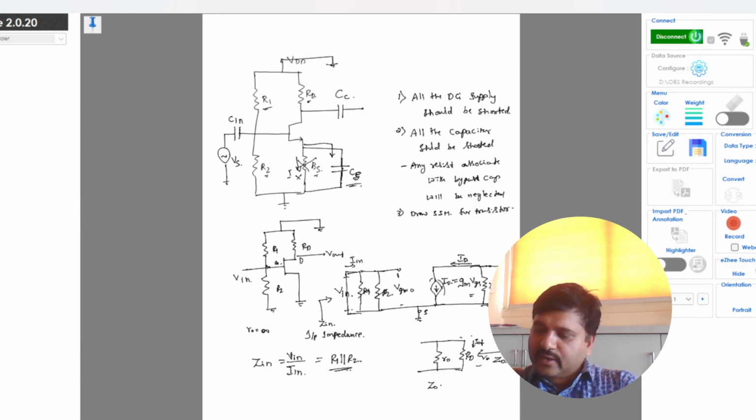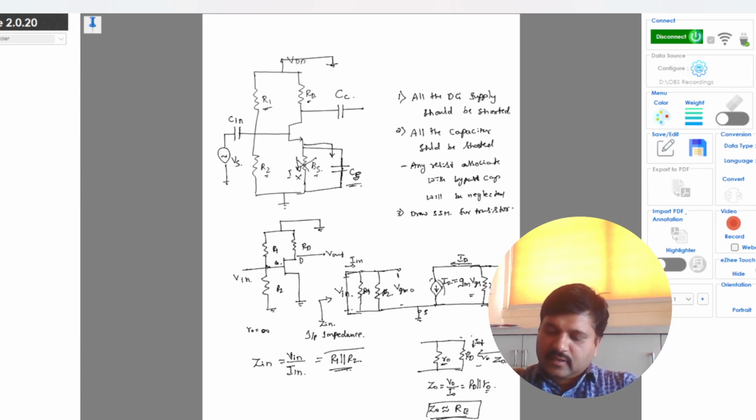Okay, so Z0 is V0 by I0, which is equal to RD parallel with R0. Since R0 is very large practically for the MOS transistor, the Z0 can be approximated to RD. So this is the output impedance and this is the input impedance.